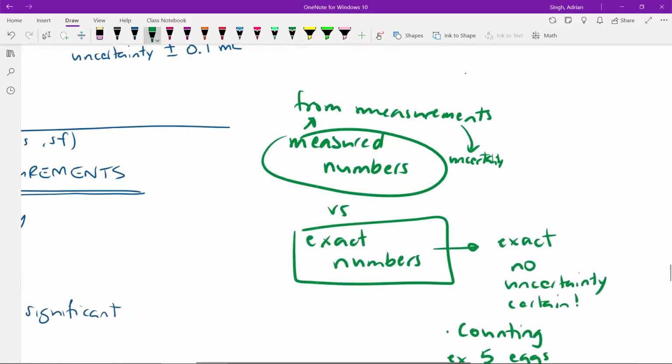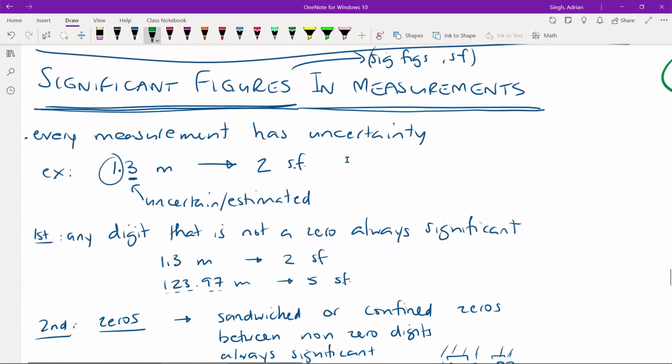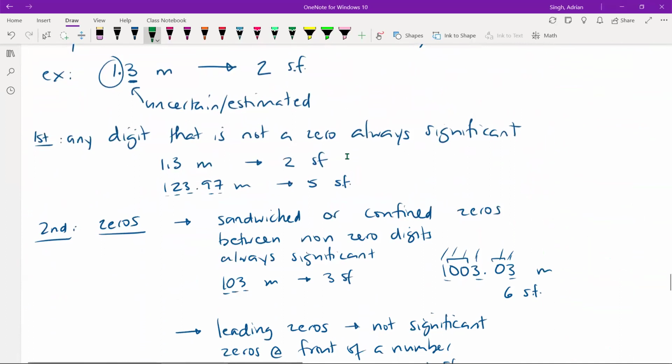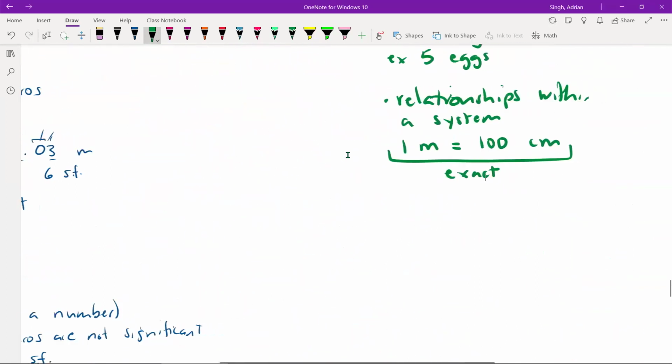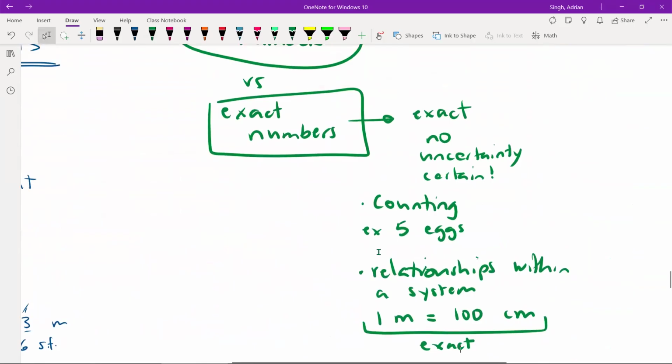What will affect your sig figs are your measured numbers and measured values, which will have some uncertainty associated with them because we're using instruments to measure those values. All right, that is just a brief intro to sig figs, the rules for recognizing significant figures in a measurement, and how they compare to exact numbers that we get from these couple of different places.